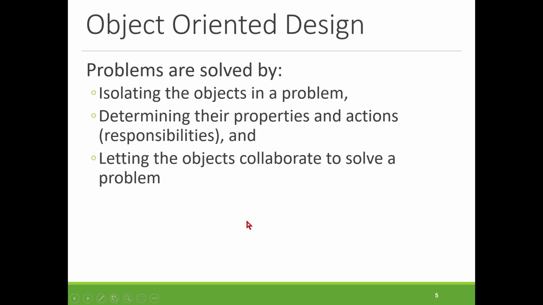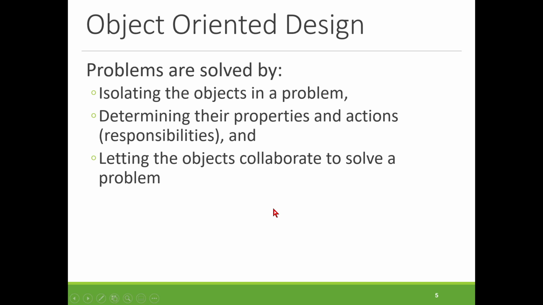So in object-oriented design, problems are solved by isolating the objects in a problem. Figure out what we're going to have as an object. Are we going to have students as objects? Are we going to have courses as objects? Or maybe students will be an object and courses won't be. There's often a lot of flexibility in how you can do that. There might be a better way, but there's often many ways you can take the same problem and break it down into different types of objects.